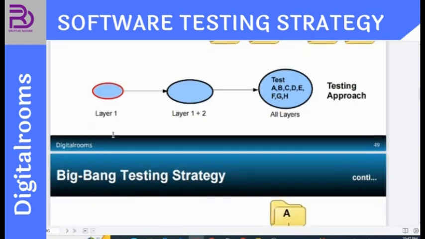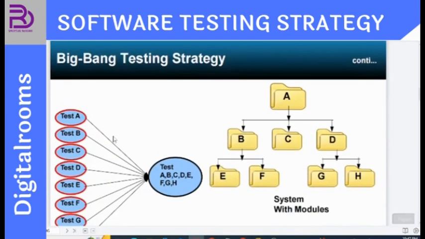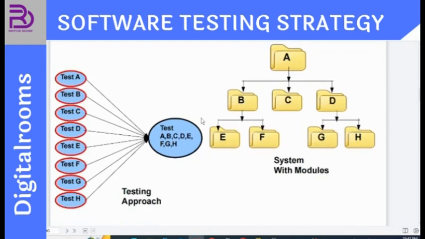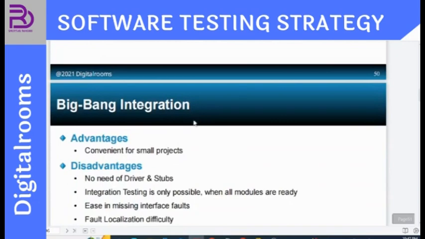Now next is the Big Bang testing strategy. What does that mean? Let's say for example we have different modules A, B, C, D, E, F, G, H as they are. Each of the modules is connected with the whole. It is convenient for a small project. Advantage: no need of drivers.